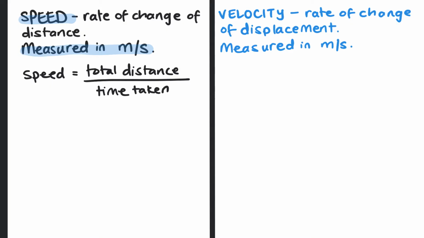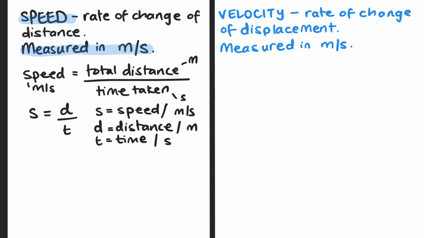Now because speed is measured in metres per second, it means that distance must be measured in metres and the time must be measured in seconds. Now that's quite a long thing to write out, so generally we'll use symbols instead, and that is S is equal to D over T. So S is speed, D is distance, and T is time.